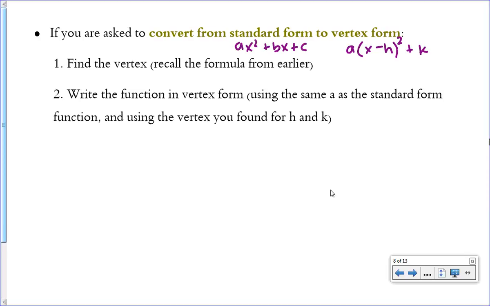If you're asked to convert from one form to the next, you're going to find the vertex first. It's easy to find the vertex from standard form using the formula. And once you know the vertex, you'll be able to write the function in vertex form using that number as h and k and using the same a value from the standard form function. So let's try doing this as part of the next example.